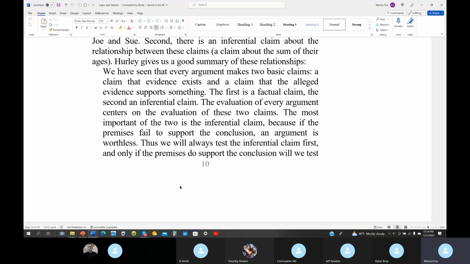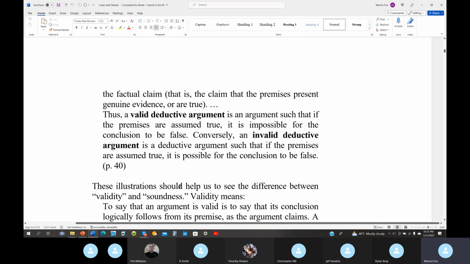So we always test the inferential claim, which means we have to understand how to reason properly and what good, sound, proper reasoning is. We test the inferential claim first, and only if the premises do support the conclusion will we test the accuracy of the information, the factual claim. That is the claim that the premises present genuine evidence or are true.